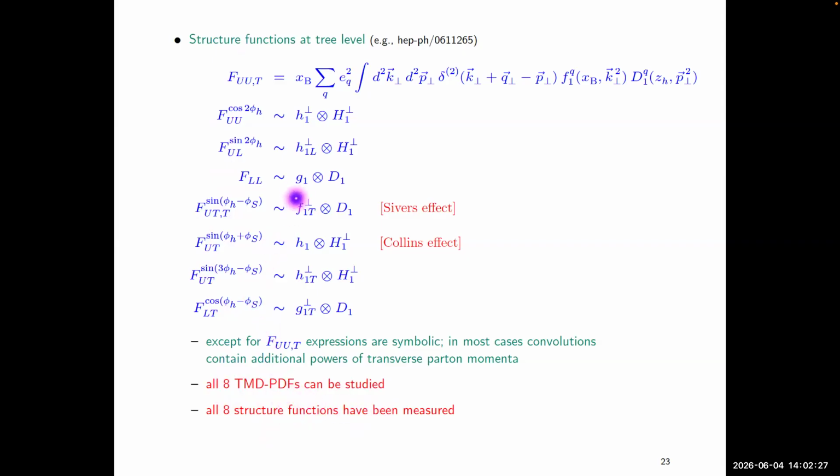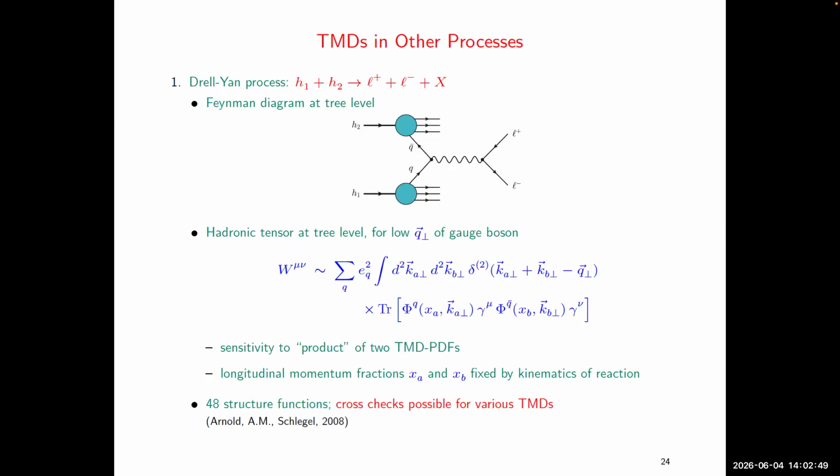And so what people consider or have considered as the most important case is FUUT, because this is kind of the unpolarized cross-section, then the Sivers effect here, Sivers function multiplying D1, and the Collins effect, because this is a very important handle on this transversity. But see, this is not the end of the story, by no means. And that is a very important point for TMDs.